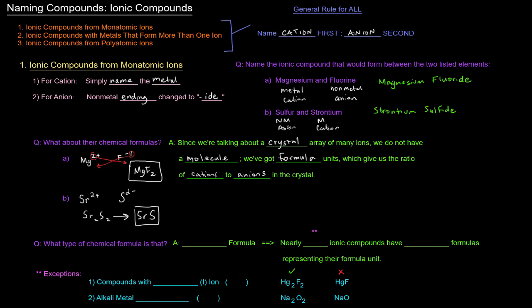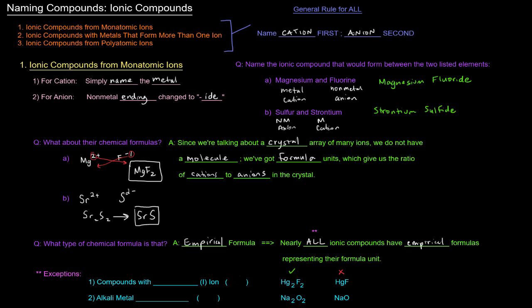Now, strontium sulfide, this lowest whole number ratio, what type of chemical formula is that? Well, it's an empirical formula, as we learned in the video about the different types of formulas. In fact, nearly all ionic compounds have empirical formulas as representing their formula unit. Okay, there are a couple exceptions.